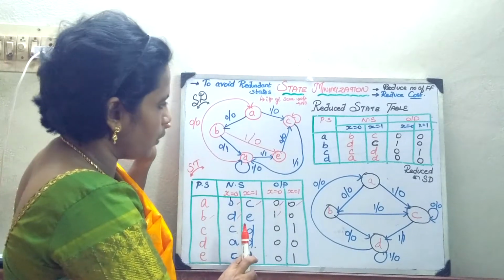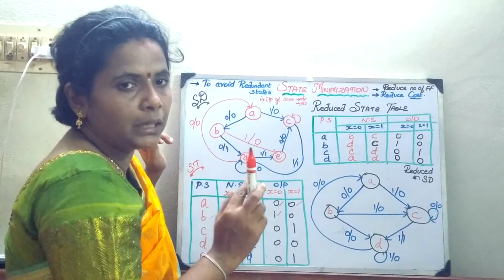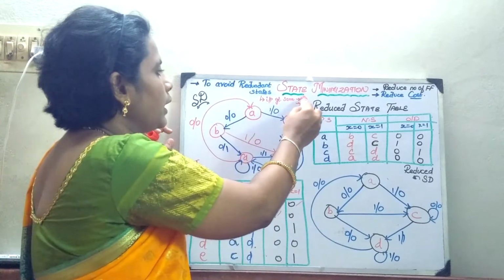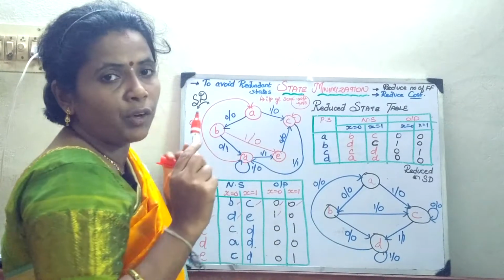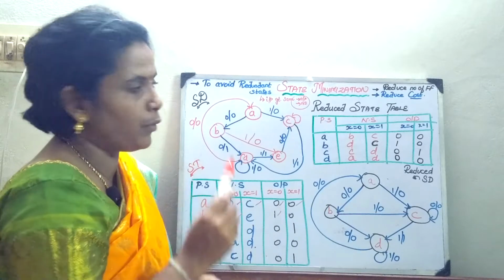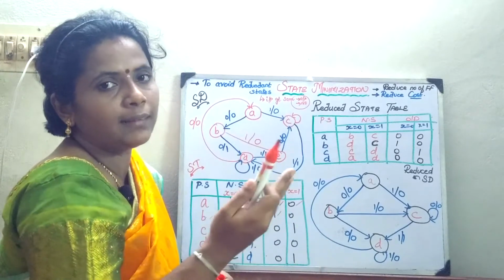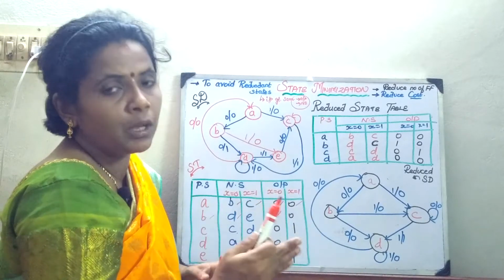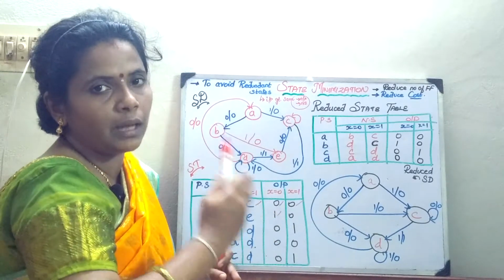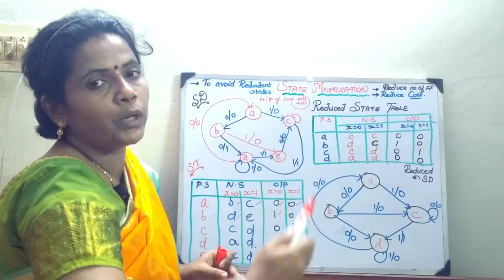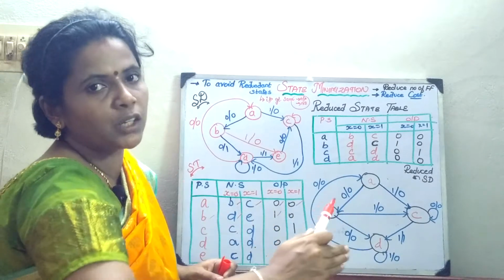Once this is done, now you have to identify, as I told you, the redundant conditions. For the same input condition, what are the outputs you are going to have? What are the next states you are going to have? If for the same input you have the same output and next state, then in that case one state you can discard.